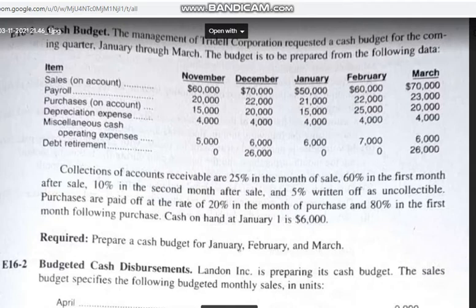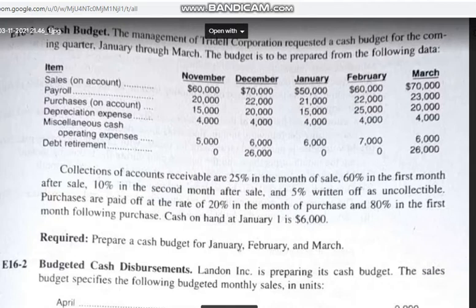So there are items there and months. So important items are collections of accounts receivable are 25% in the month of sale, 60% in the first month after sale, 10% in the second month after sale, and 5% written off as uncollectible. Purchases are paid off at the rate of 20% in the month of purchase, 80% in the first month following purchase. So the cash on hand is January 1, 6,000. So we are required to prepare a cash budget for January, February and March.